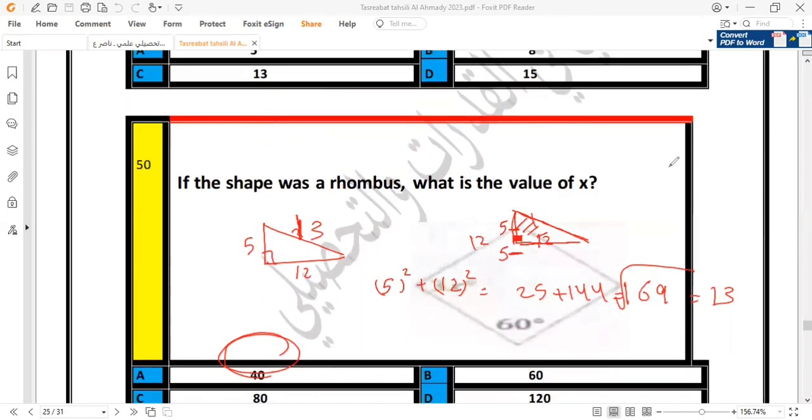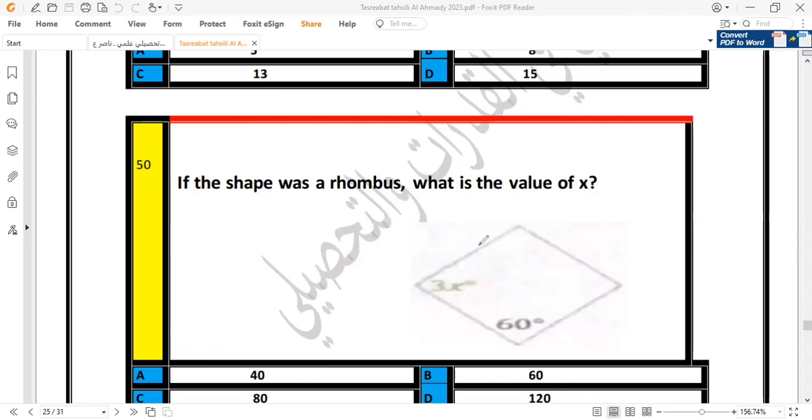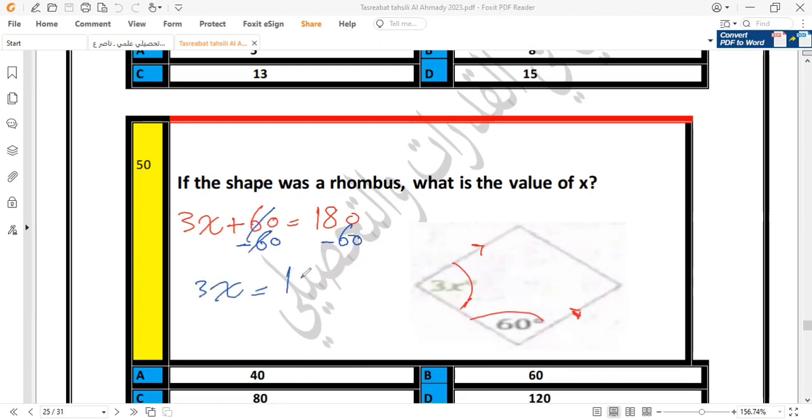Number 50. If the shape was a rhombus, what's the value of x? Asking me to find the value of x. Here, in this rhombus, opposite sides are parallel, so these two angles are same side interior angles. Both of them are supplementary angles. Their sum is 180. So 3x plus 60 equals 180. How to solve this equation? Subtract 60 from both sides, so 3x equals 120. Divide by 3, so x equals 40.